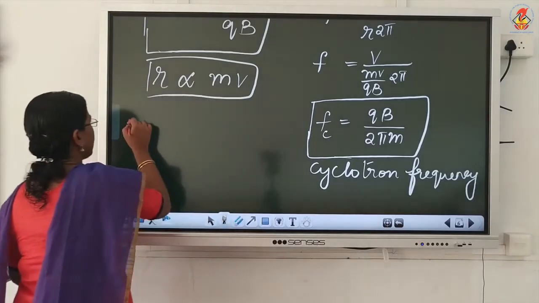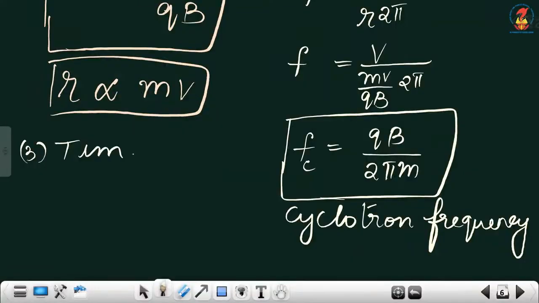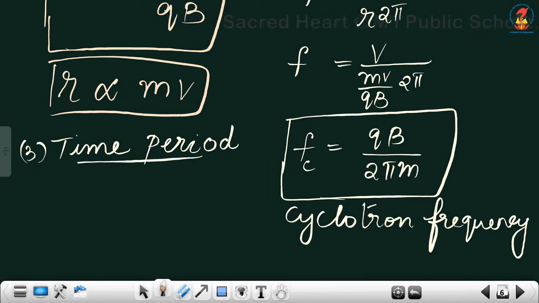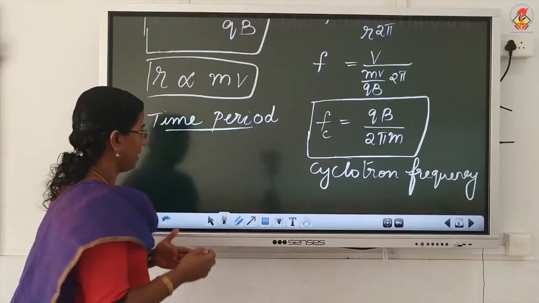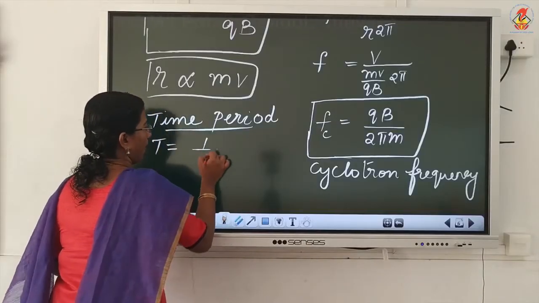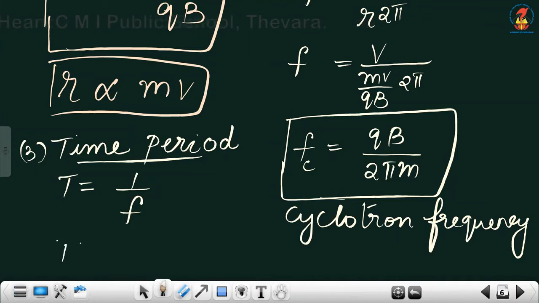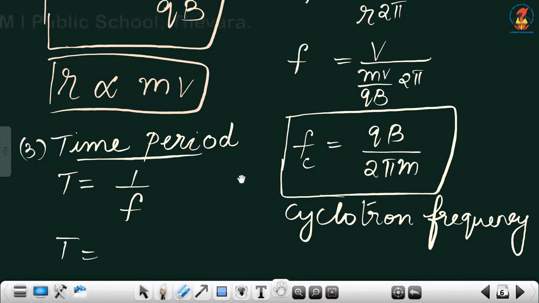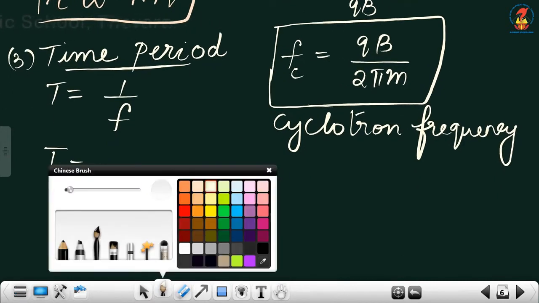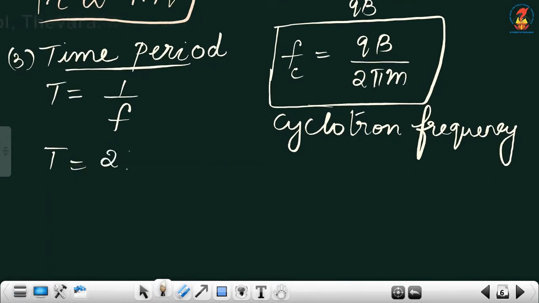Next, we are going to see what is the time period of revolution. Now, the relation between frequency and time period is T is equal to 1 by f. So we can write T is equal to 2 pi m divided by qB.